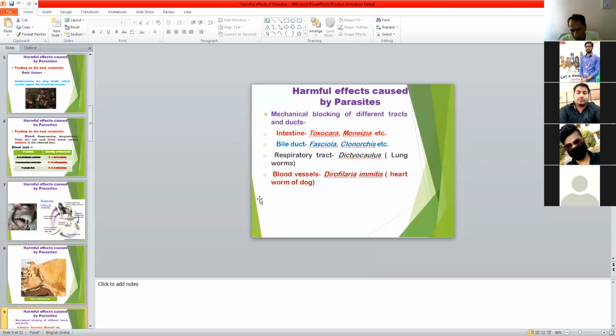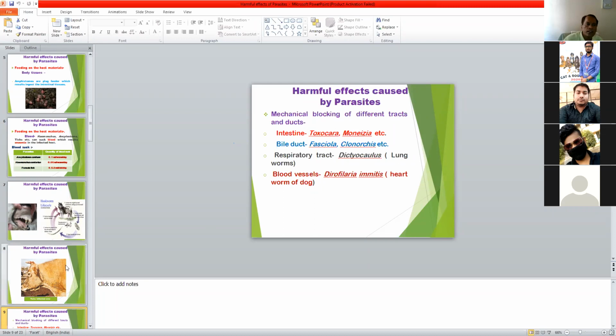Then another harmful effect caused by parasites is mechanical blocking or mechanical obstruction in the intestine or mechanical intestine in their predilection site, जहां पर parasite जिस organ में रहता है वहां पर mechanical obstruction करता है. Mechanical obstruction, like the example of Toxocara.